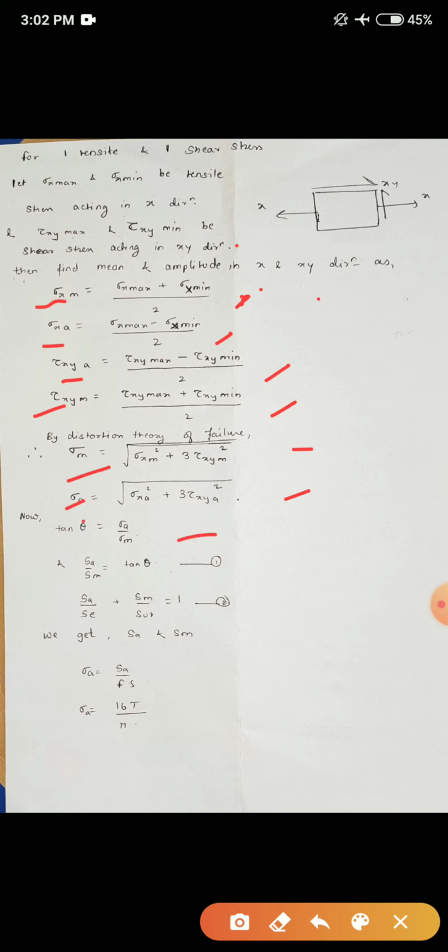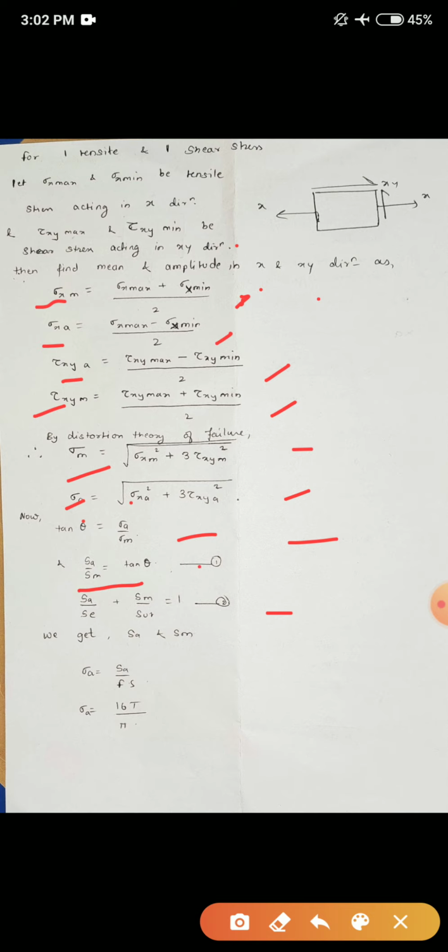Now we solve tan theta equal to sigma a upon sigma m. We get the value of tan theta. We know tan theta is equal to SA upon SM. Therefore SA is equal to tan theta into SM. Now putting the value of SA in equation number 2, we get the whole equation in terms of SM, which is unknown, and we find SM.